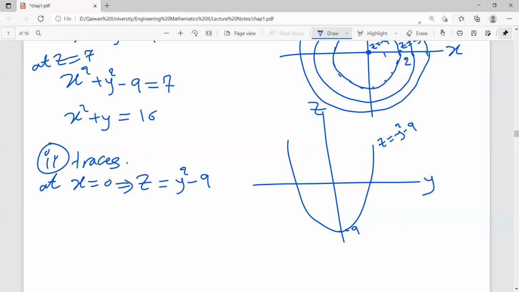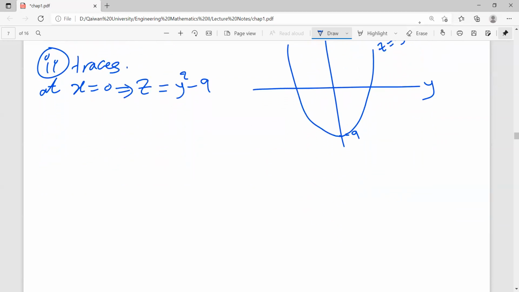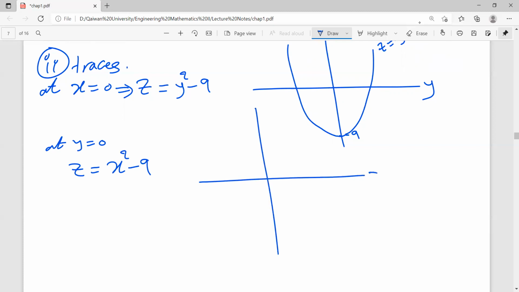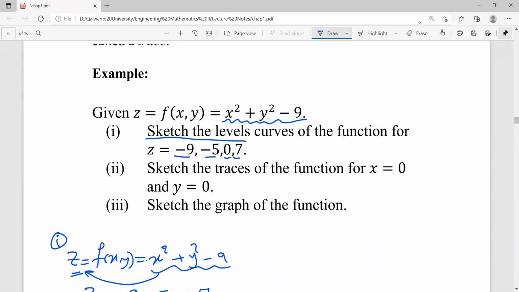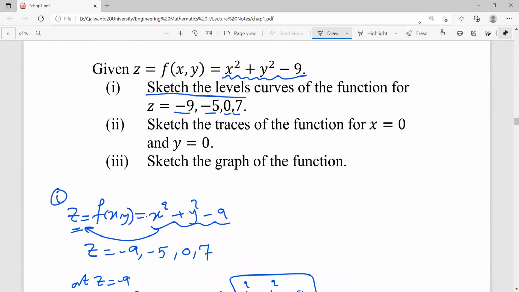Now, for y to be 0, we get z equals x squared minus 9. It's the same. This is x and this is z. Its graph is starting from -9 and going up. This is x squared minus 9. That's the answer for the second part.